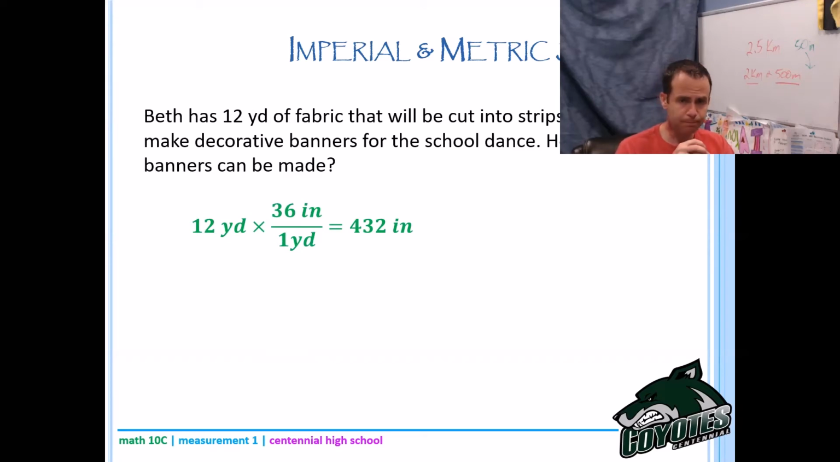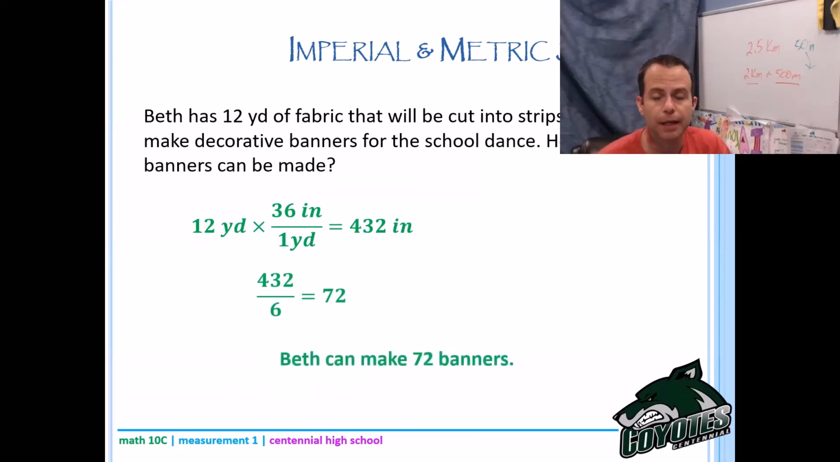Okay, now I need to realize that the strips that I make have to be 6 inches wide. So essentially, I need to figure out how many sets of 6-inch wide can I fit in 432 inches. So I'm going to go 432 divide by 6, and that gives me 72. So now I conclude Beth can make 72 banners.